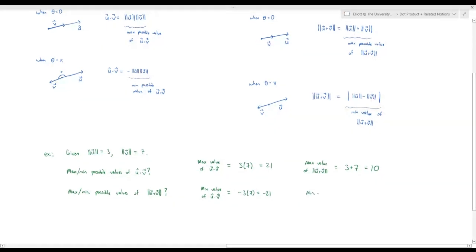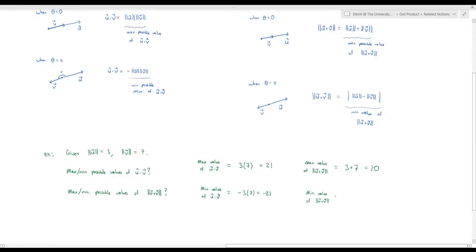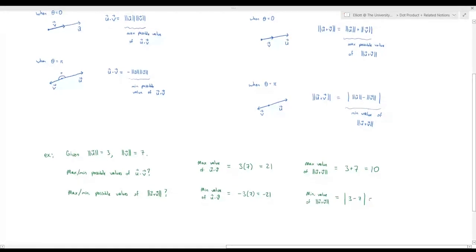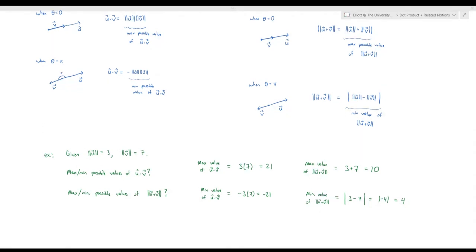And then as for the minimum possible value of the norm of u plus v with the information that we were given, I guess using this formula here, it would be the absolute value of the norm of u minus the norm of v. So absolute value of negative 4. So the positive 4 would be the smallest possible value of this norm, okay? All right, so any questions about that?